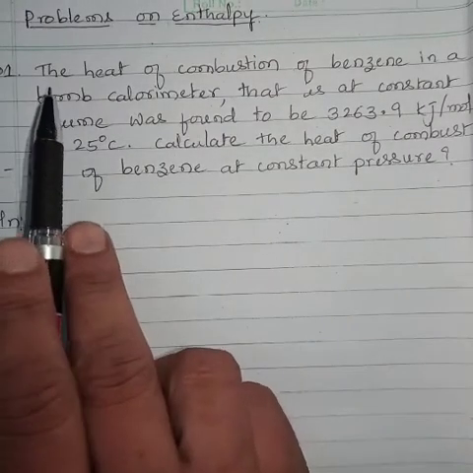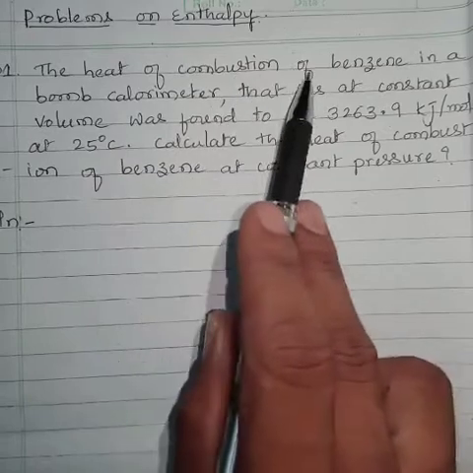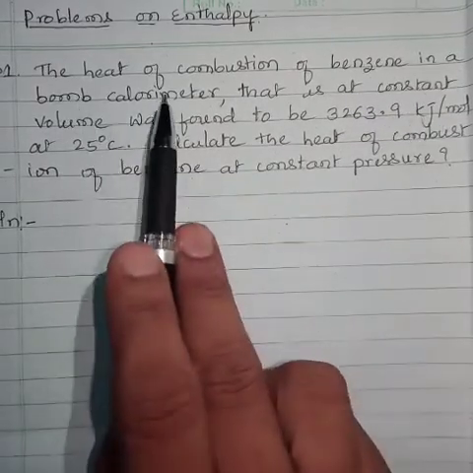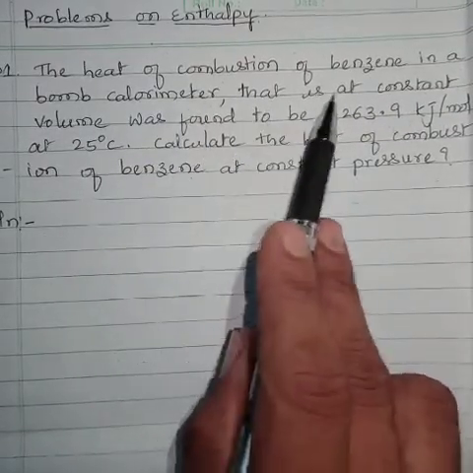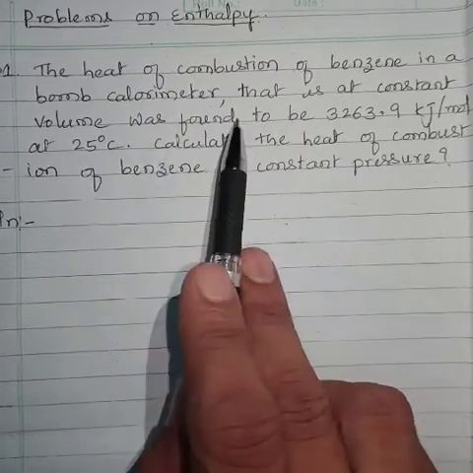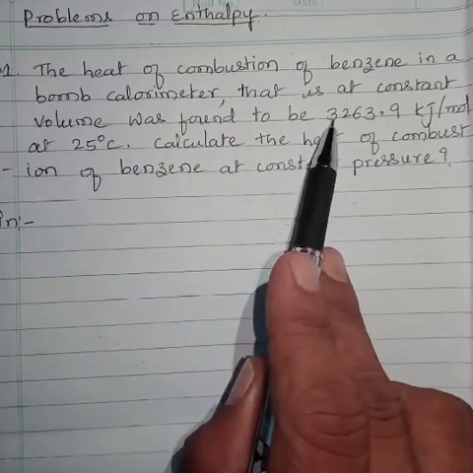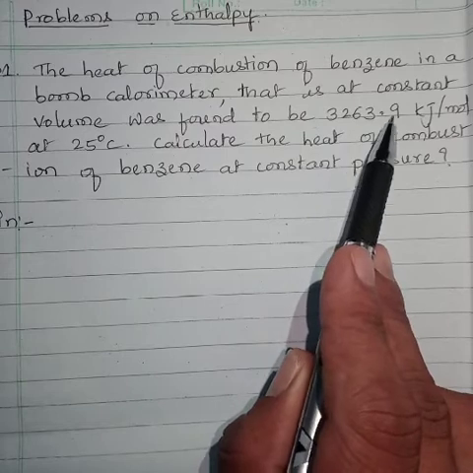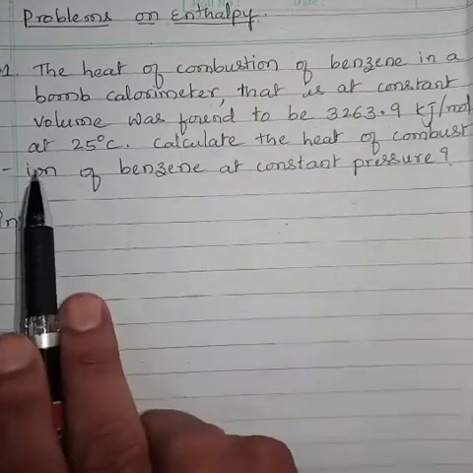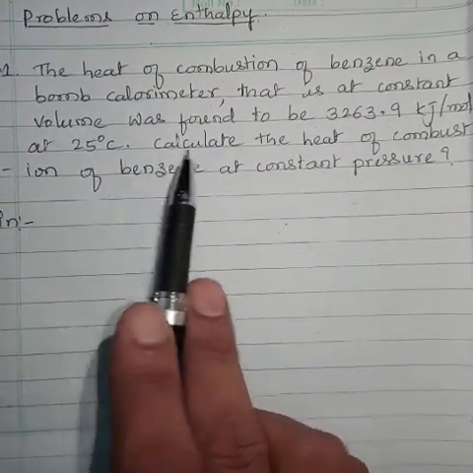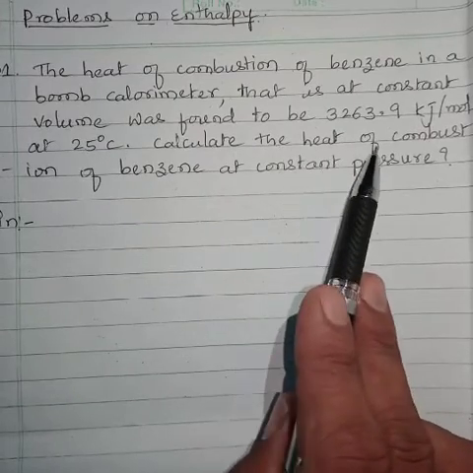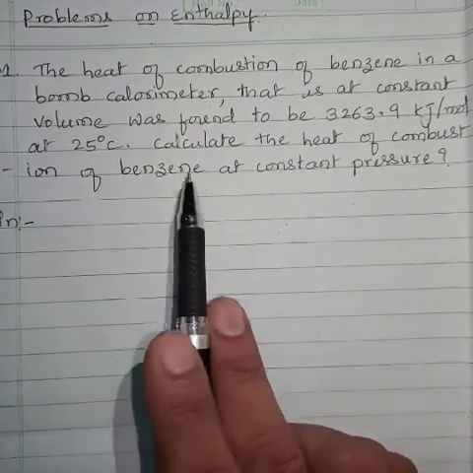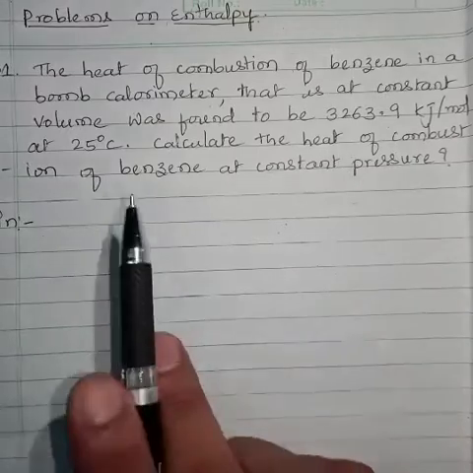First one, the heat of combustion of benzene in a bomb calorimeter, that is at constant volume, was found to be 3263.9 kilojoules per mole at 25 degrees Celsius. Calculate the heat of combustion of benzene at constant pressure.